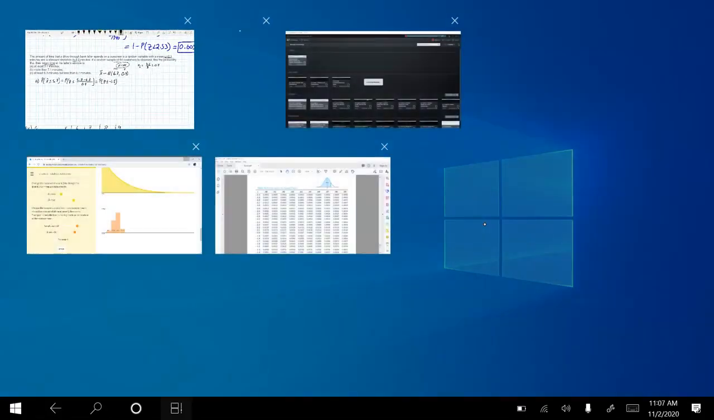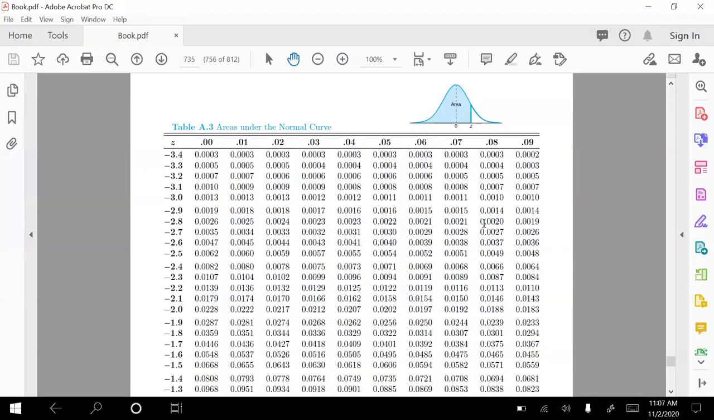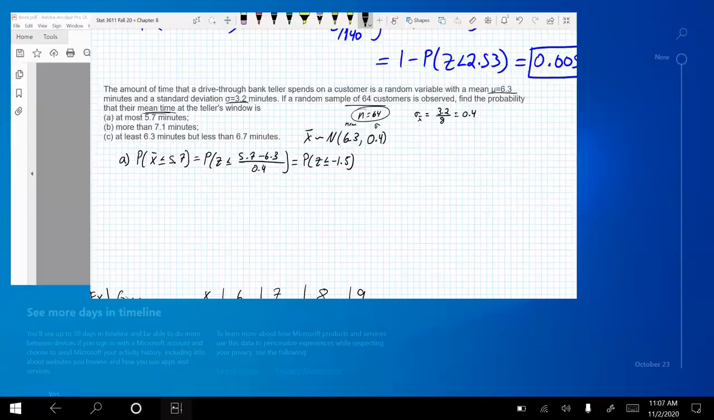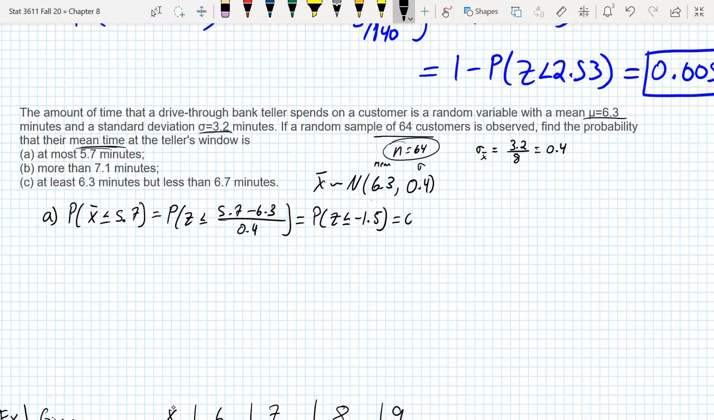Standard normal random variable z is less than or equal to negative 1.5. Let's go ahead and take a look at our normal table for that. Negative 1.50 is right here. That is 0.0668. That'd be at most 5.7. Okay, good, cool. Part B, more than 7.1 minutes.